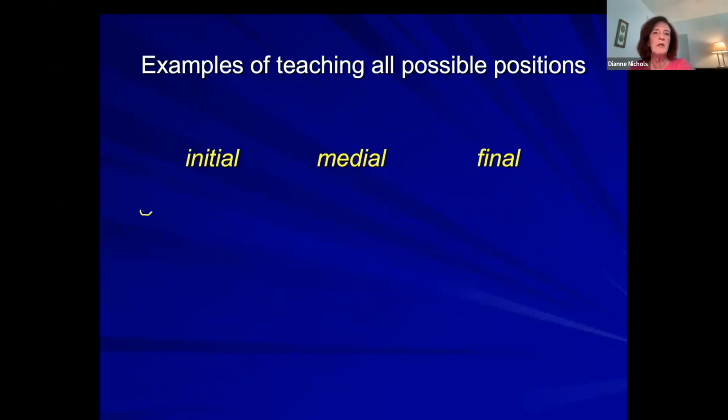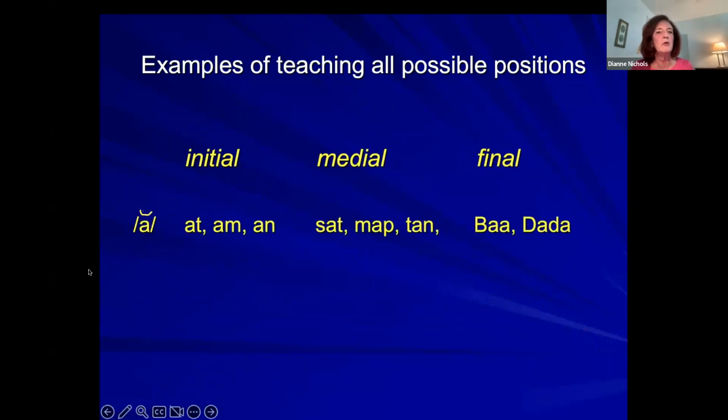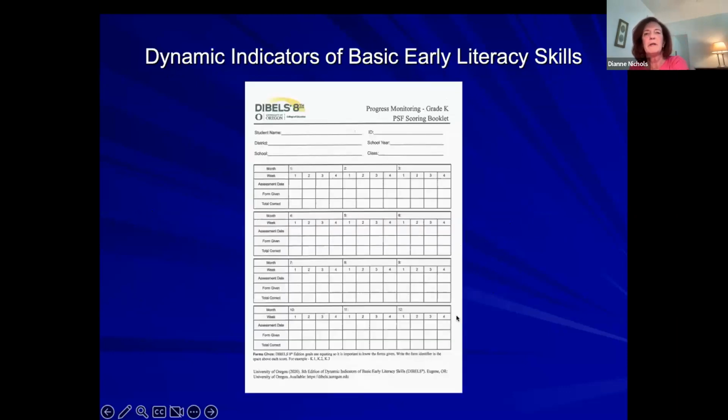So here's some examples of teaching all possible positions. If you're teaching the short A sound, you might use words like at, am, an for initial, sat, map, tan for medial, and for the final position, words like fun, fish, after, off, if.